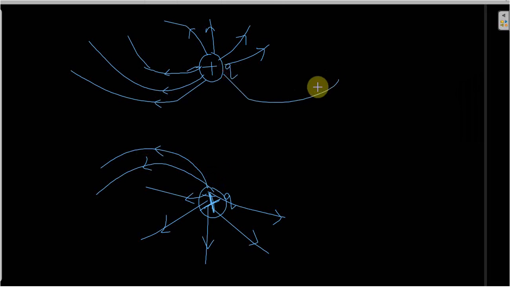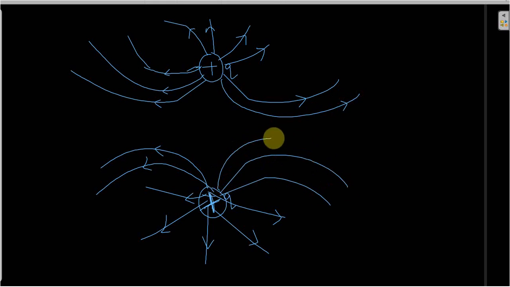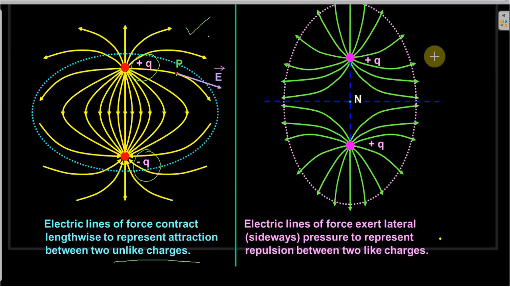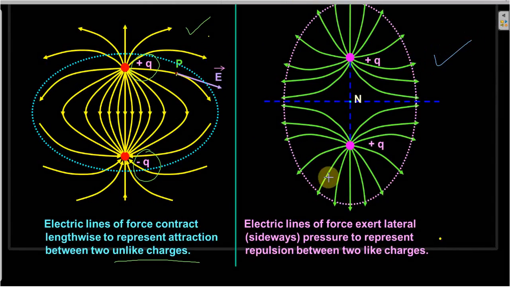Similarly from here, all these are feeling repulsion. So in that way you can represent the electric field lines, the pictorial representation of electric field lines. In that way you can draw the diagram, and you can see the previous diagram. This is the correct representation of electric field lines.